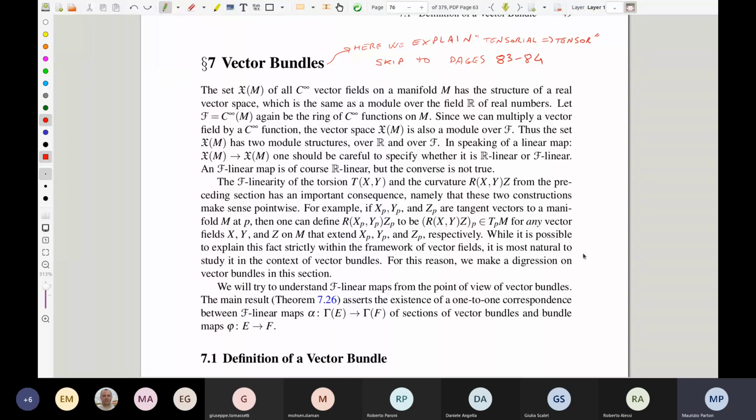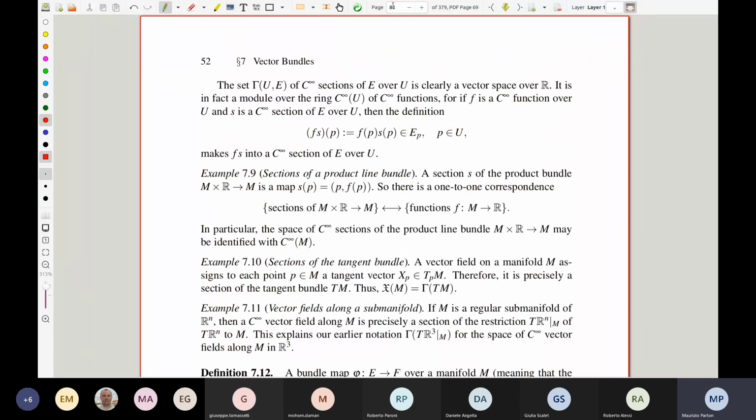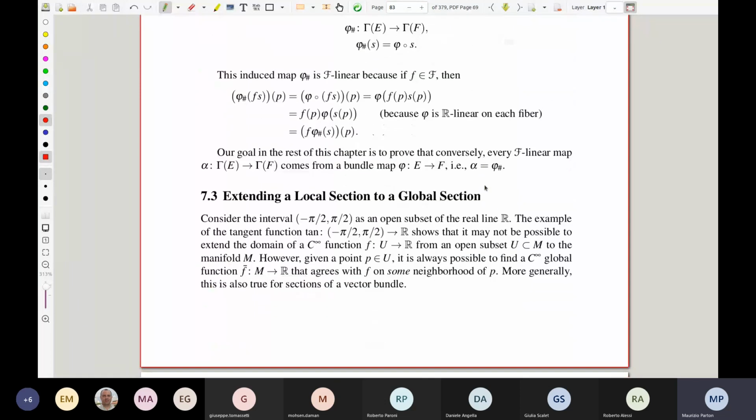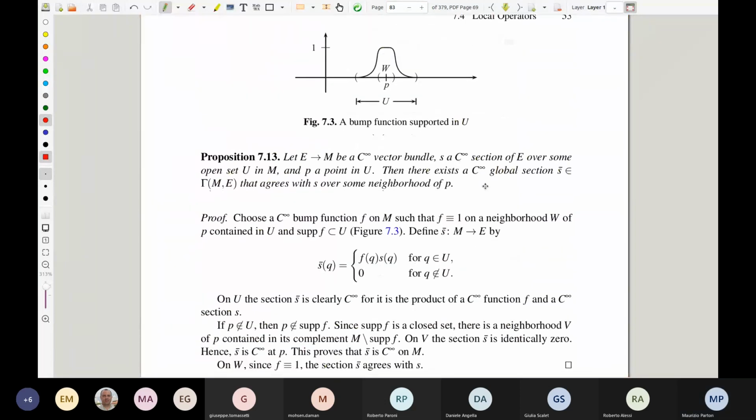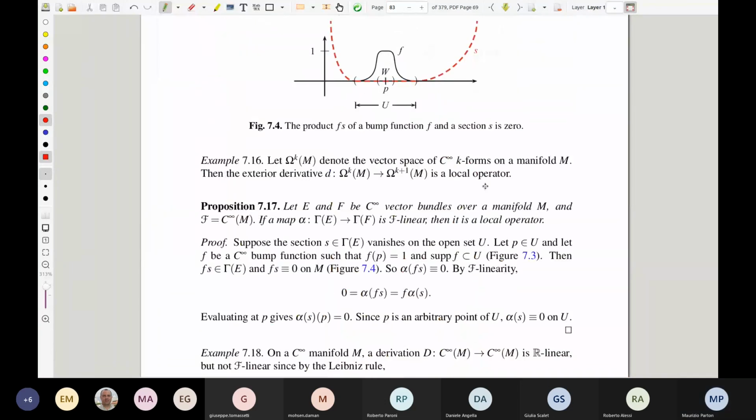If you want to prove them, this is the section. Here we explain that tensorial means tensor. This is very useful when you delve deep in this topic. I will skip just to the theorem because we are not doing proofs, but I just remark that this is an important part.